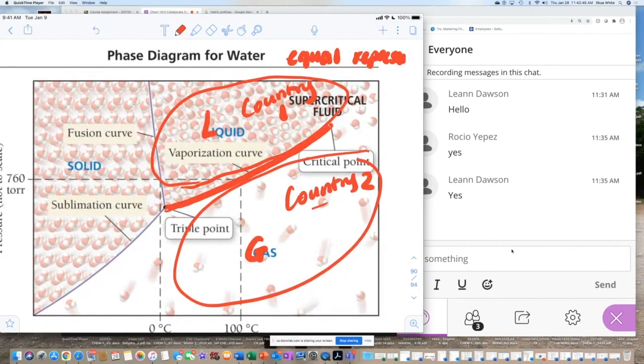I'm running out of space. So let's say equally present. Keep it simple. Equally present. So on that border of the liquid region and the gas region, we have both the liquid phase and the gas phase, right?